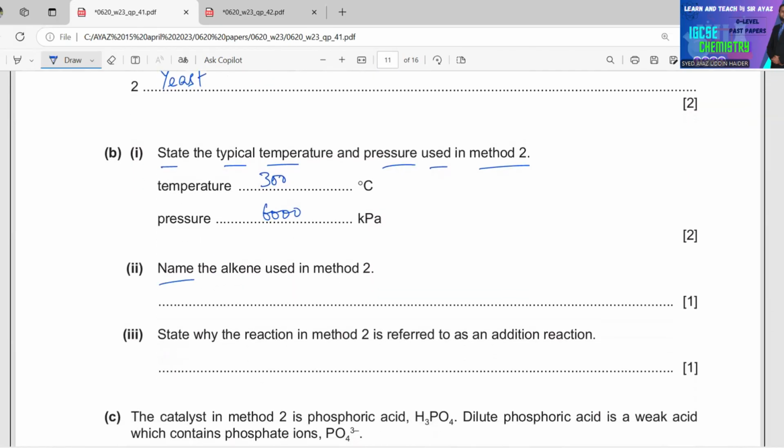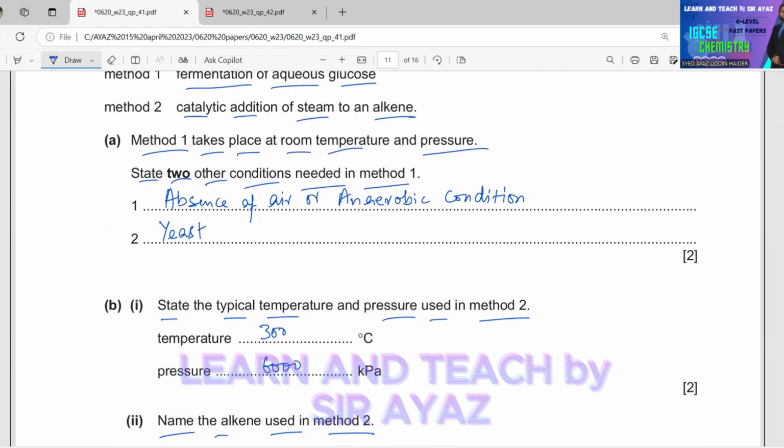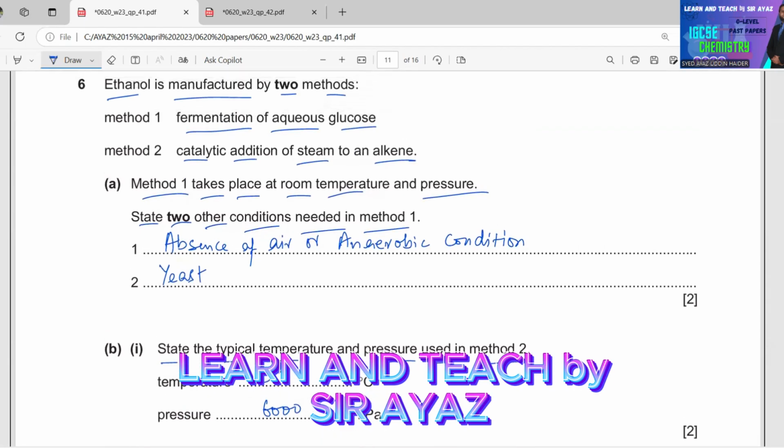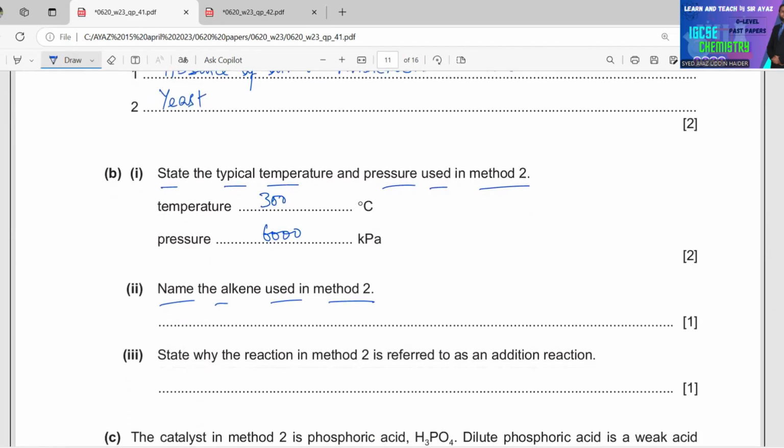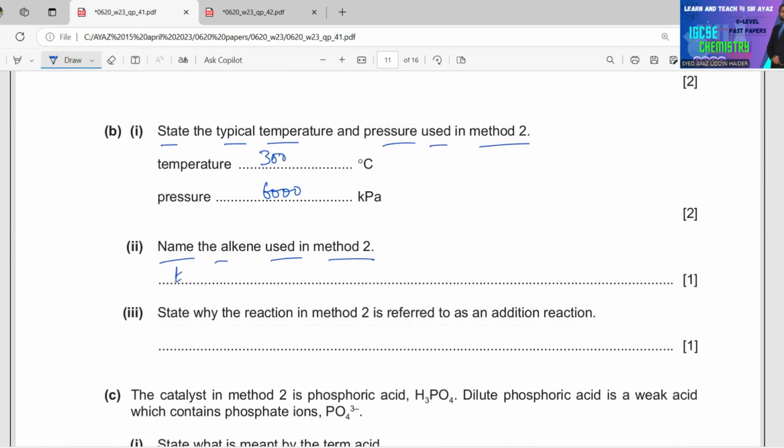Part 2, name the alkene used in method 2. What you are making? You are making ethanol. So for ethanol, the alkene used must be ethene. So I will write ethene here.